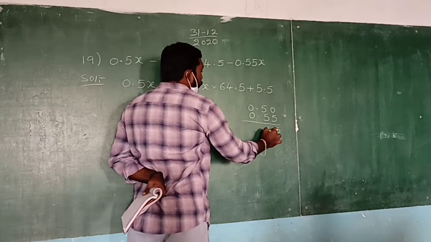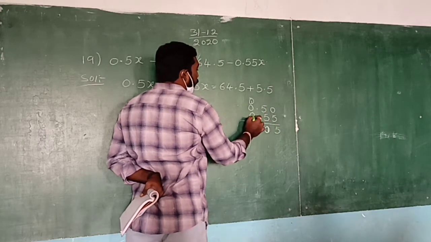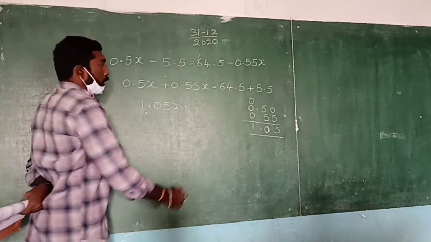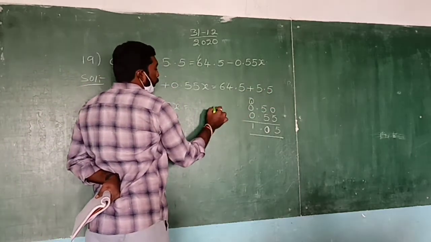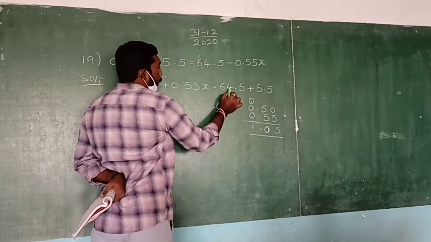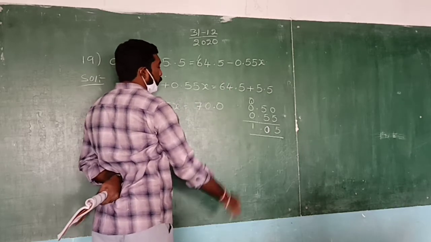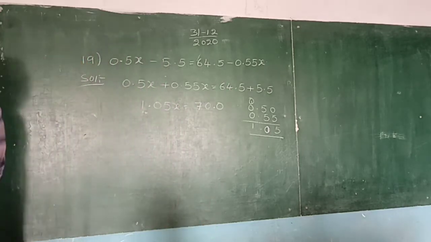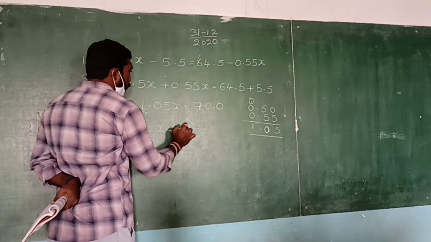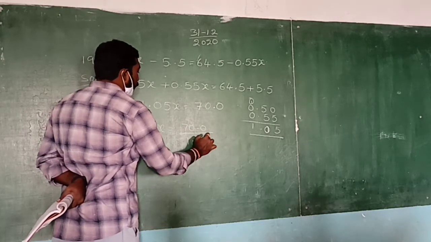5 plus 5 is 10. Here 0 and here 1. 1 plus 0 plus 1 is 1.05. Now 5 plus 5 is 10, 1 plus 5 is 6, 6 plus 4 is 10, and 1 plus 6 is 7. So the answer is 70.0. So x is equal to 70.0 by 1.05.